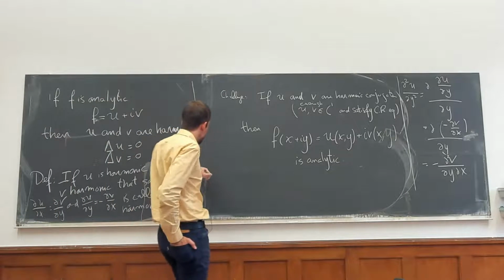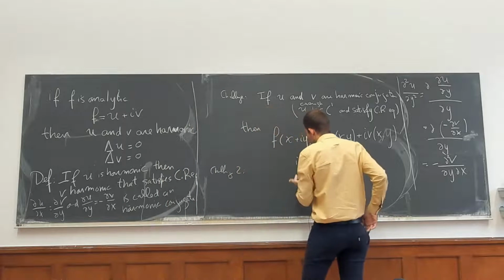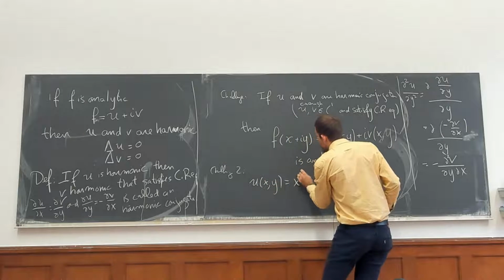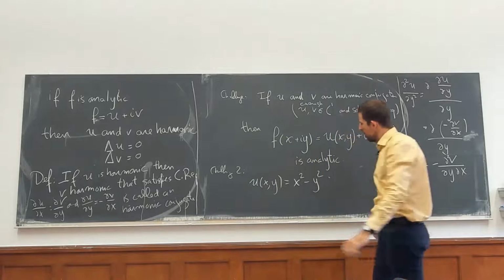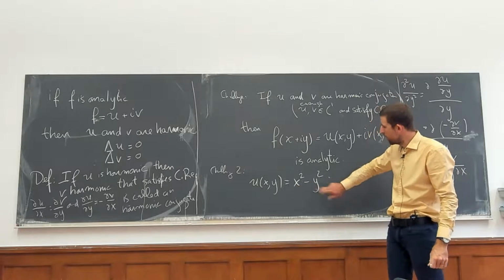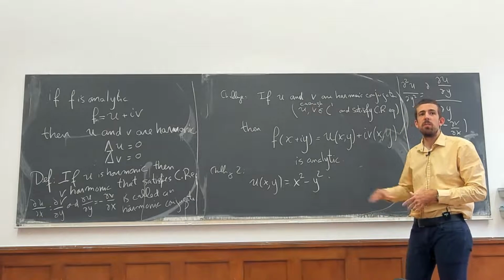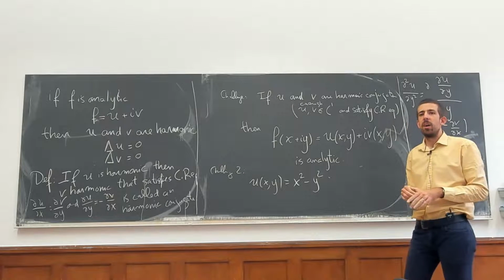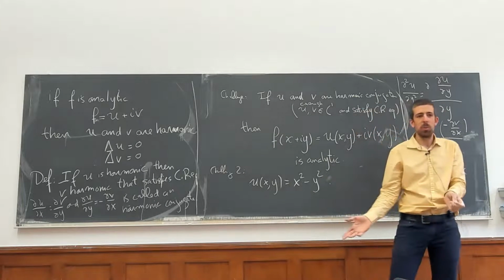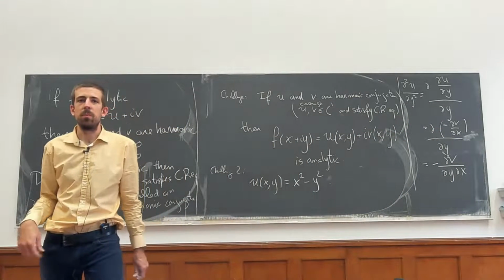Okay, and then challenge 2. Take u of x, y to be x squared minus y squared. This is clearly a harmonic function, since the second derivative of this is just 2 minus 2. And now find the analytic function that corresponds to this. Find v that is a harmonic conjugate, and this is in the book, so try to do it without looking there, and find what analytic function it corresponds to.